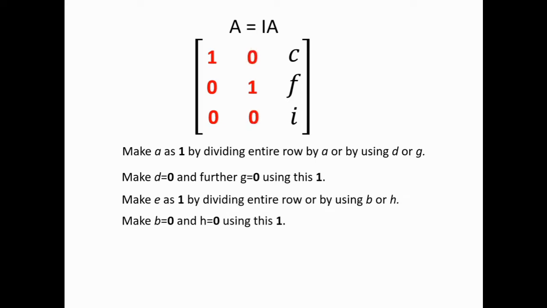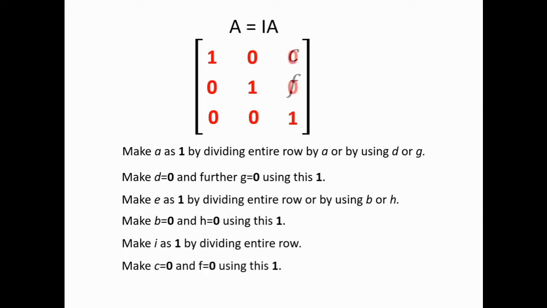Now I'll divide the entire third row by I. Once I do that, this will become 1. Once this becomes 1, I'll use it to make C and F zeros. So now this A matrix has been completely converted into the identity matrix. On the right hand side, whatever identity matrix was there has now been converted into A inverse.